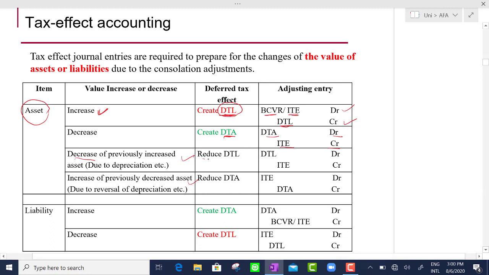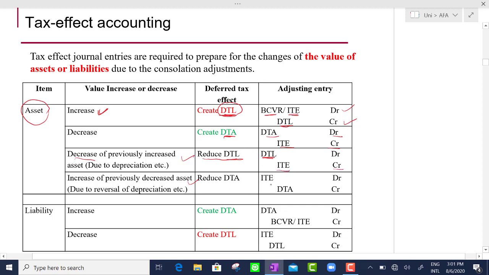Therefore, reduce deferred tax liability, because you had already recognized the deferred tax liability for the same asset. Therefore, if the carrying amount is decreased subsequently, you should not recognize that as a deferred tax asset. Instead, you should recognize that as a reduction of the already recognized deferred tax liability. Then how is the journal entry recorded? Deferred tax liability account debit because it is a reduction of the liability, and income tax expense credit.